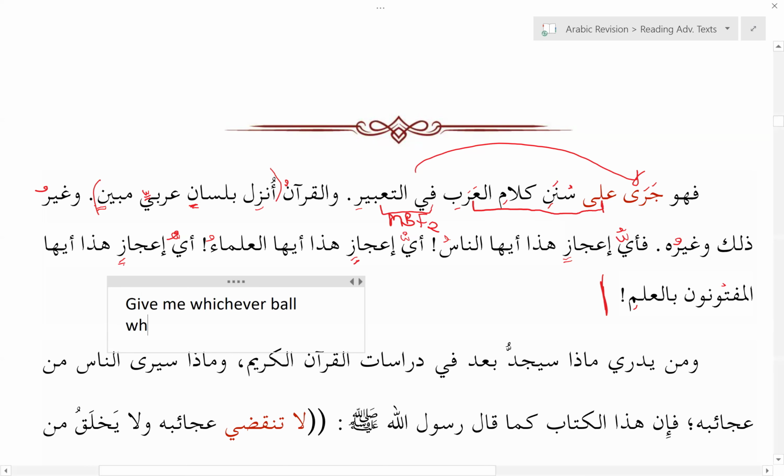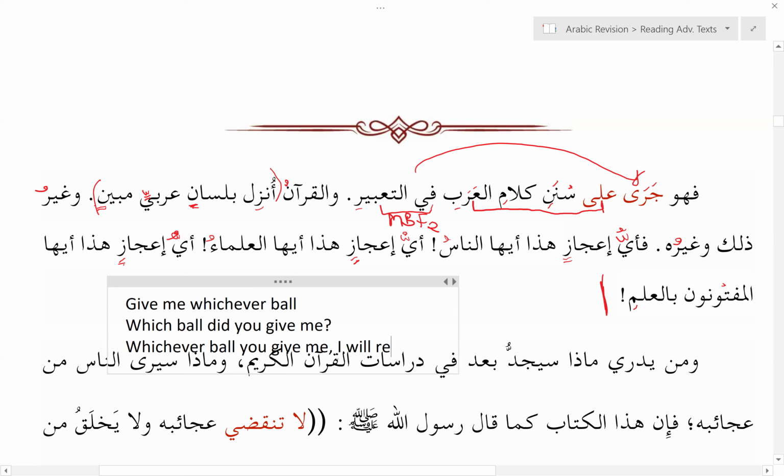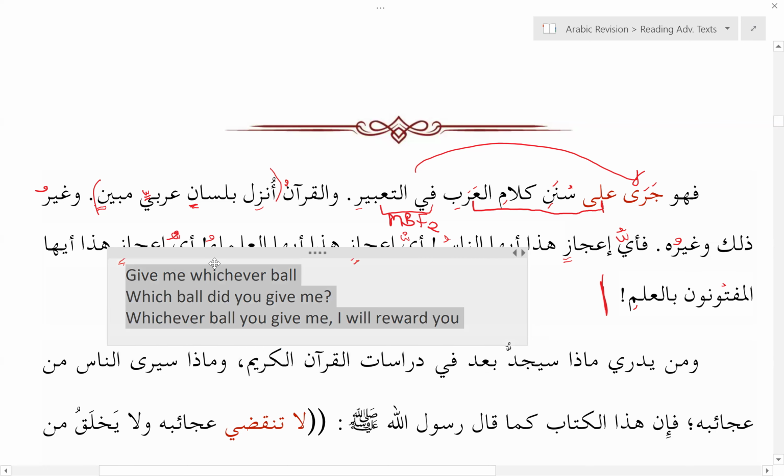Or if I say, which ball did he give me? Question, which ball did you give me? Or if I said, which other one is there? Okay, so there's a mawsula. Oh, shartiya. Whichever ball you give me, I will reward you. Sounds like a condition. Whichever ball you give me, I will reward you. So you see that there are so many different kinds, and there are so many other kinds.